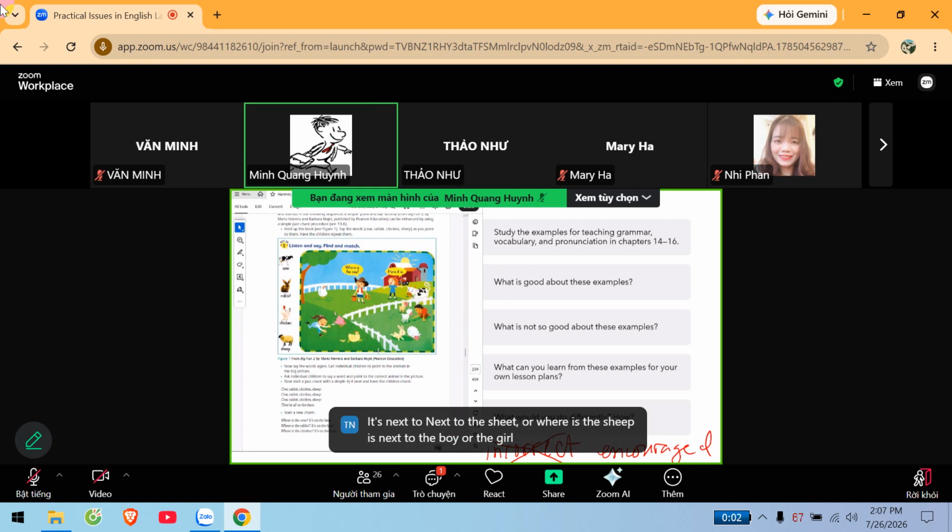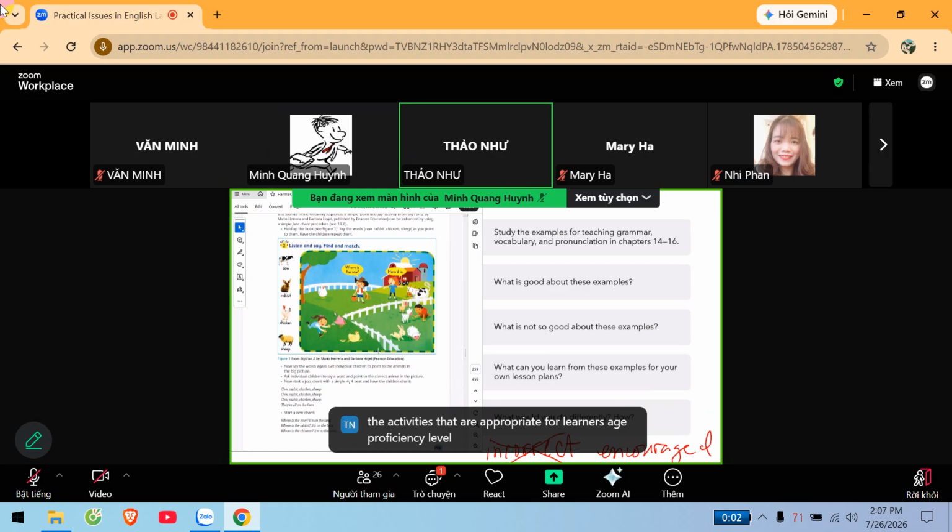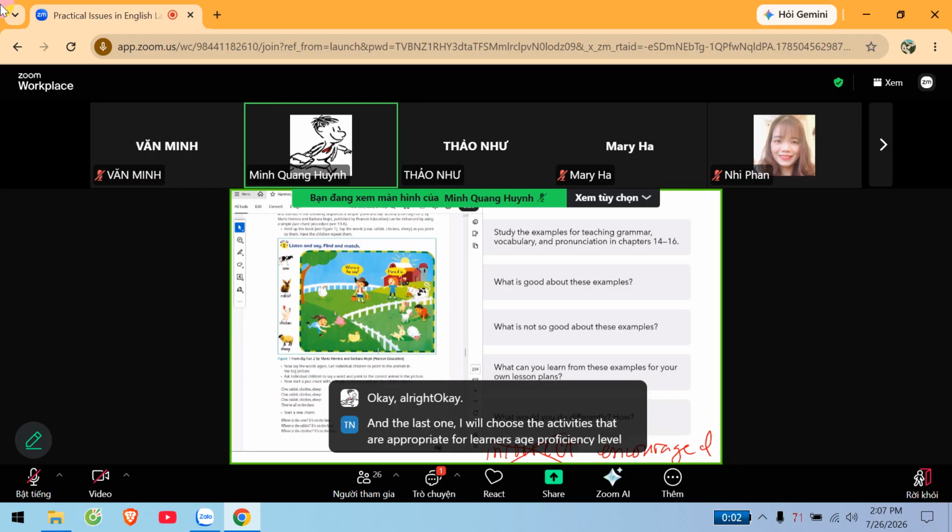And the last one, I will choose the activities that are appropriate for learners' age and proficiency level rather than focusing only on the number of vocabulary words.